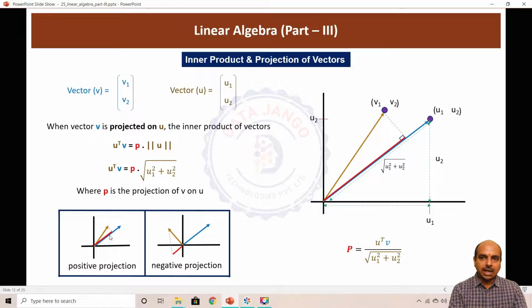If the vectors are in the same direction, if both vectors are going in the same direction like this, then the projection is going to be positive. If the vectors are in different directions, this vector is going this way and this vector is going this way, and you have to project this vector onto this blue vector, you need to extend it and then project. So that's going to be negative. The projection value is going to be negative.